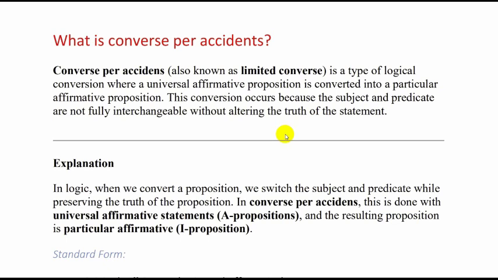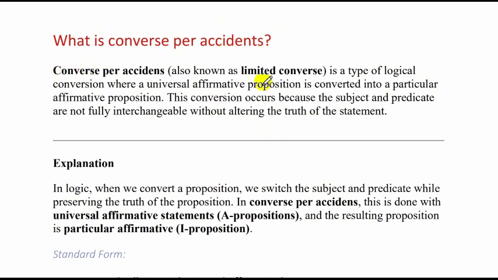These questions and answers are most likely to come in the university question answer paper for semester 1, first year BA LLB. This question had come in the past years, so I'm taking up this question here. What is converse per accidence? This is a very simple topic.